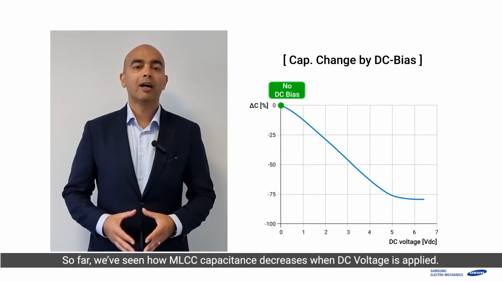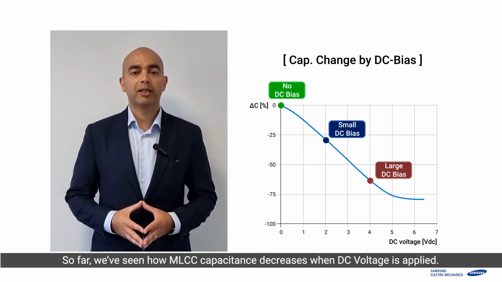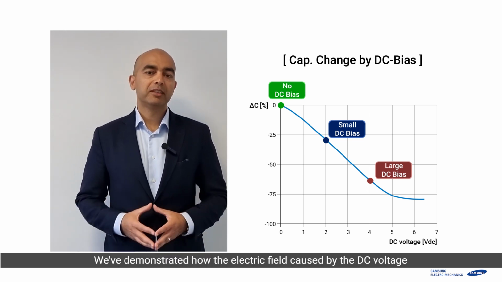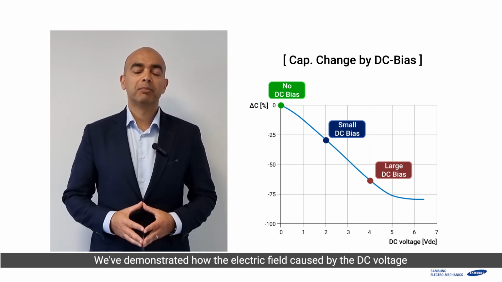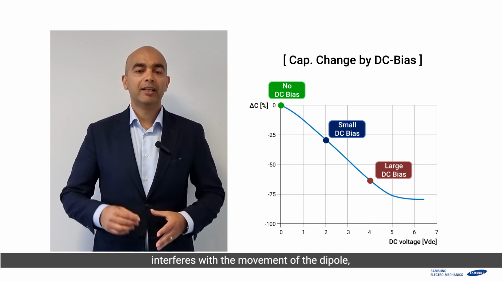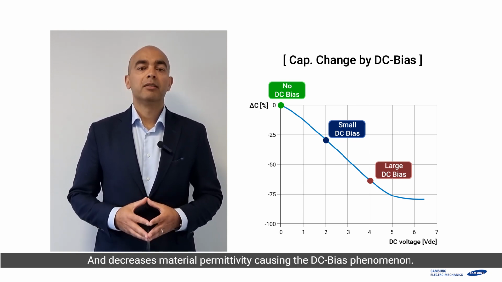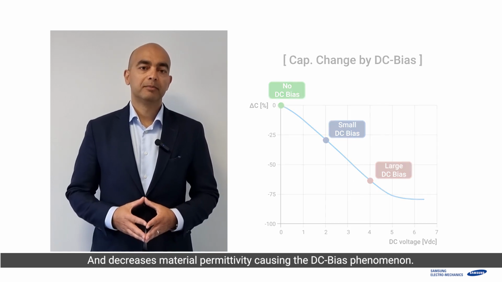So far, we've seen how MLCC capacitance decreases when a DC voltage is applied. We've demonstrated how the electric field caused by the DC voltage interferes with the movement of the dipole and decreases the material permittivity, causing the DC bias phenomena.